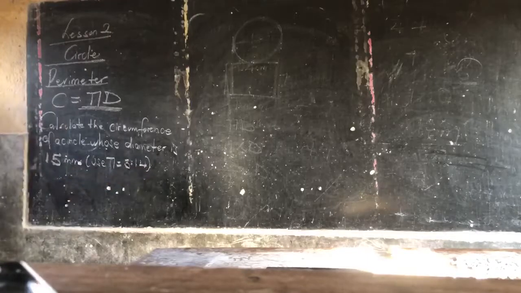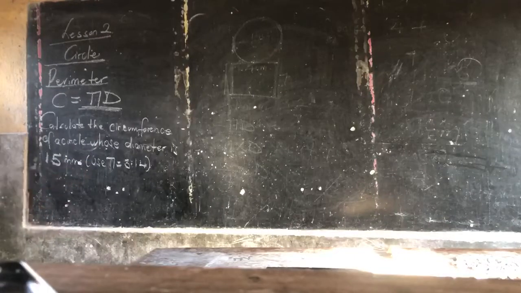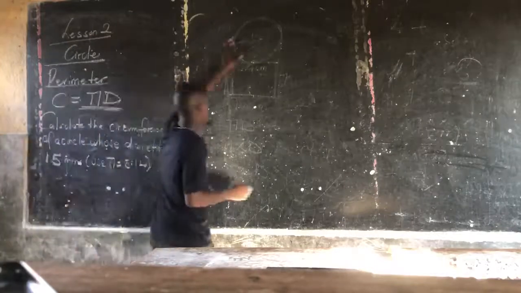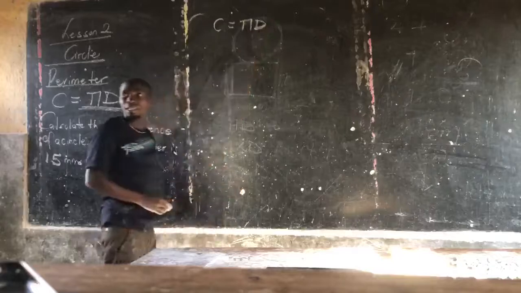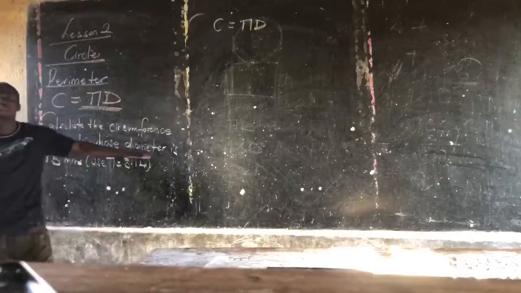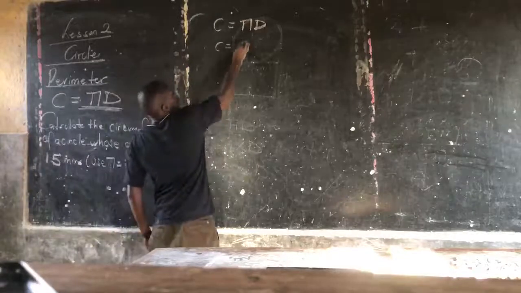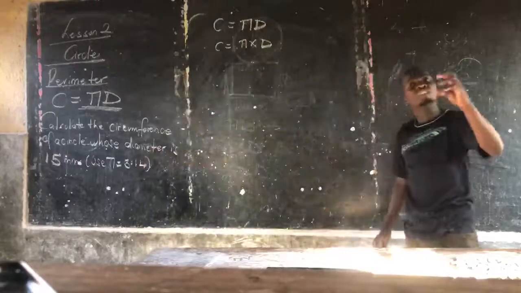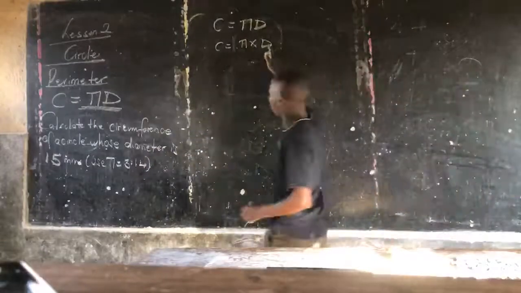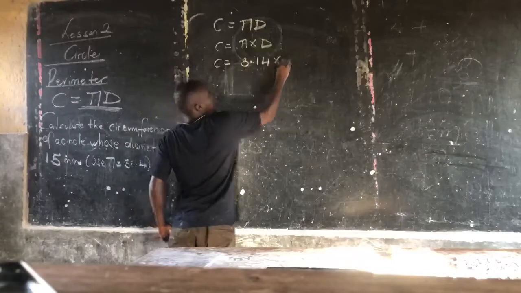So calculate the circumference of the circle whose diameter is 15 millimeters. Let us use pi as 3.14. Circumference is pi times diameter. We are very lucky, they have given us the diameter, so just put it here. Circumference will be 3.14 times the diameter, which is 15.